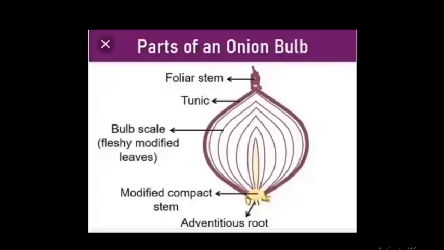Now this is what the cut diagram, or the labeled diagram, of this particular specimen looks like. We can see this part here called the modified compact, and then underneath it is where we have the adventitious roots.